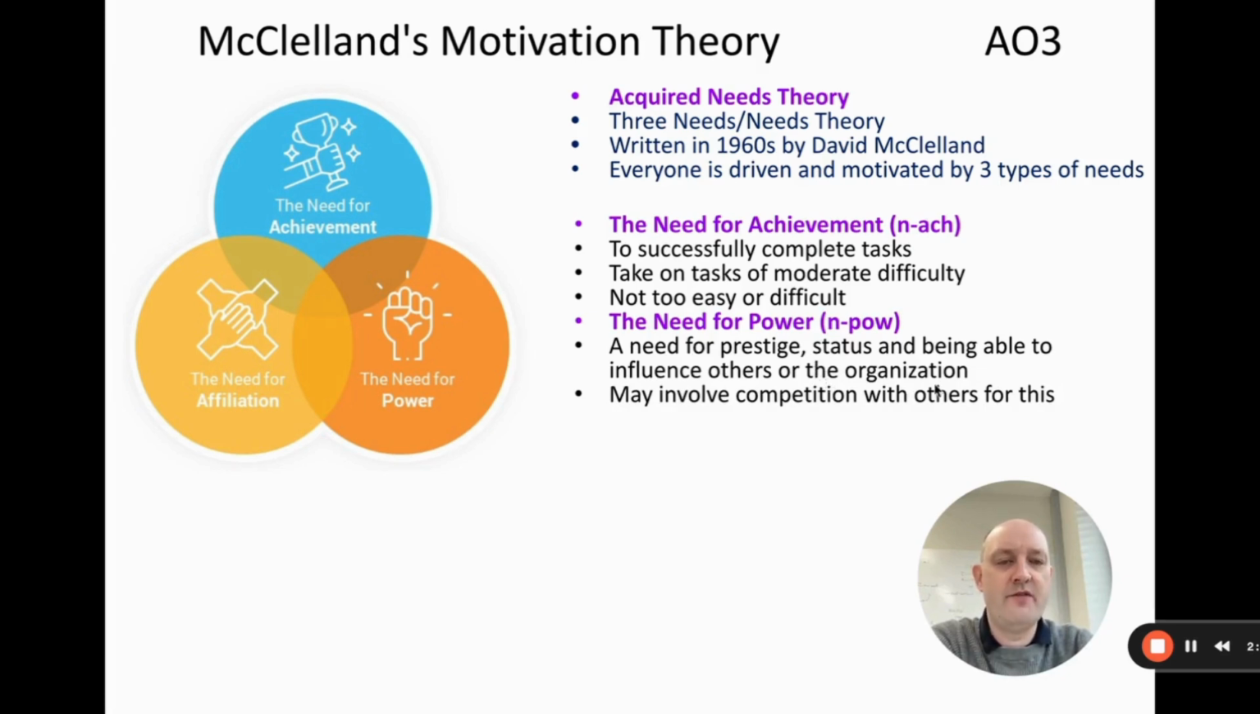The need for power is important, which is a need for prestige, status, and being able to influence others within an organization. Again, I think this is quite self-explanatory. Being in charge, being able to make decisions can be quite motivational for some people. Having the prestige, the status, again, can be quite motivational. This may, however, involve competition with others because not everyone can have power.